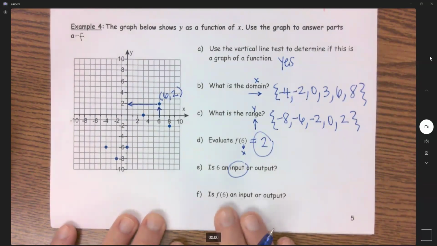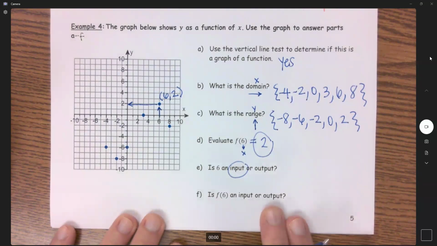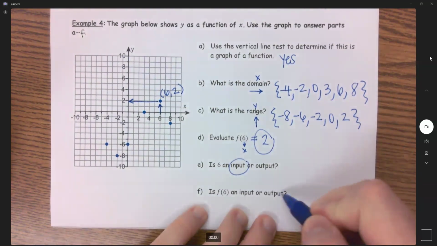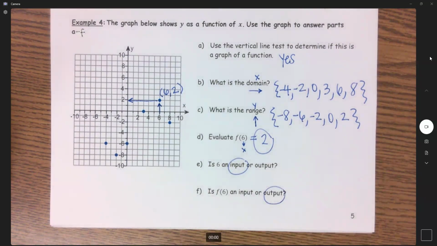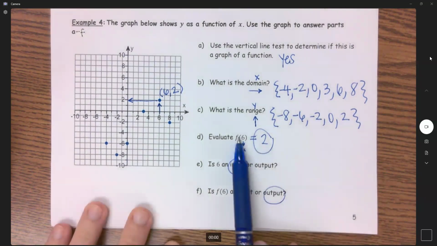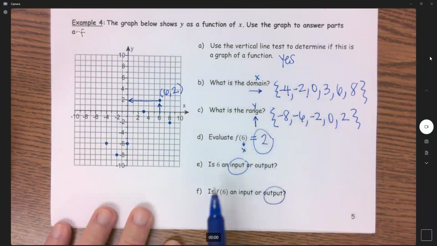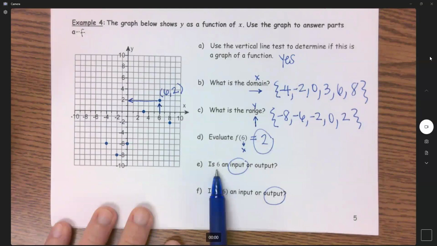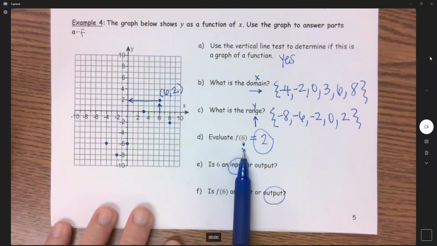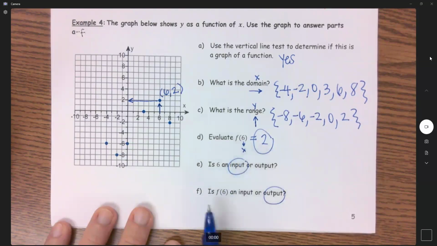Is f of 6 an output or an input? This one is an output. Why? Because f of 6 equaled 2, and 2 is a y value. So when you have just a number, that represents your input, that represents your x. But when you have f of a number, that is always going to be your output because this equals something. This is a y value here that you're going to end up getting out.